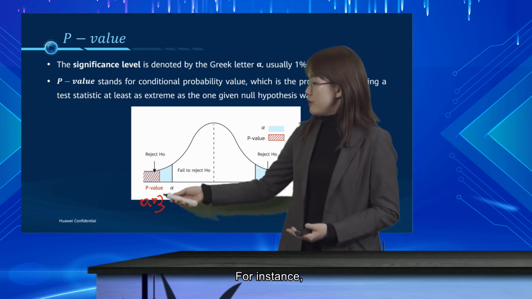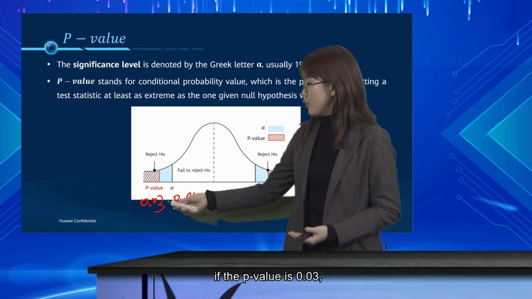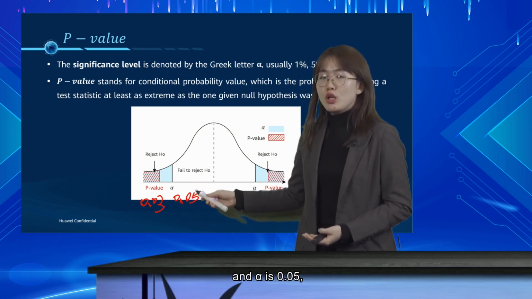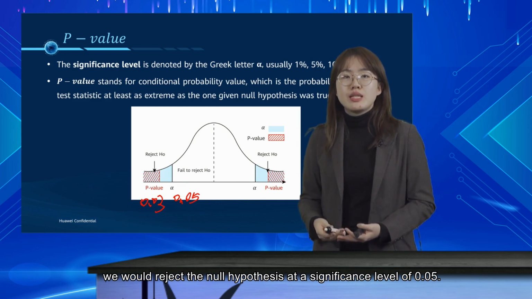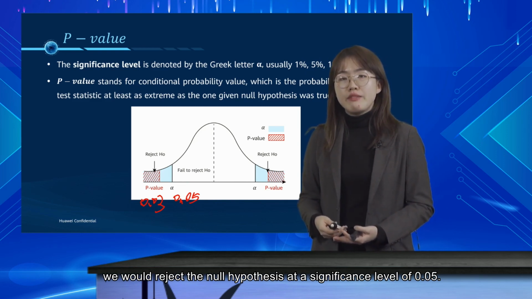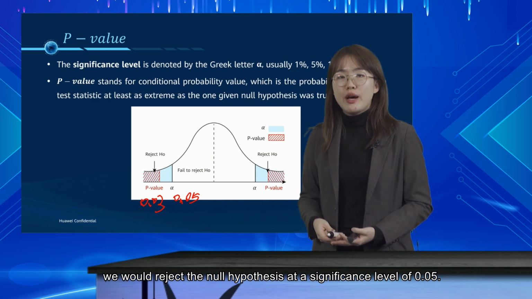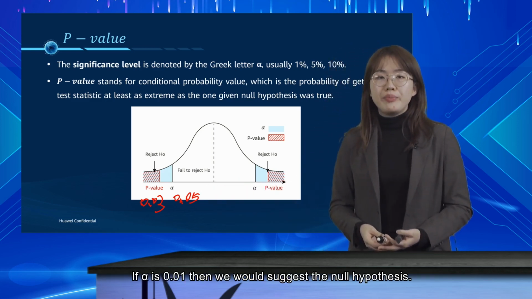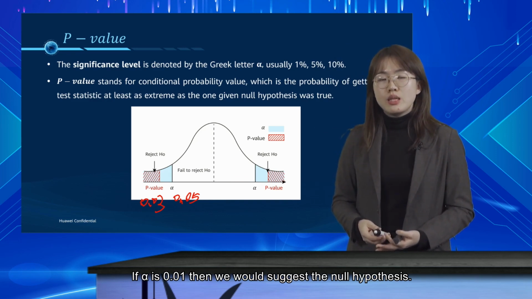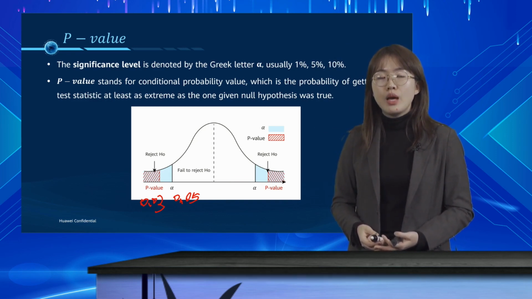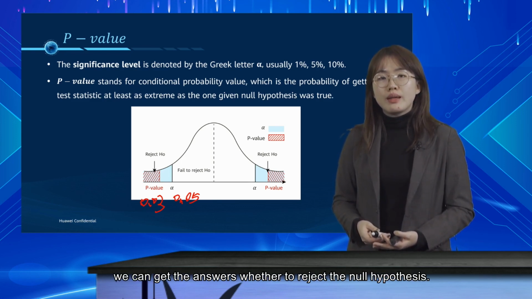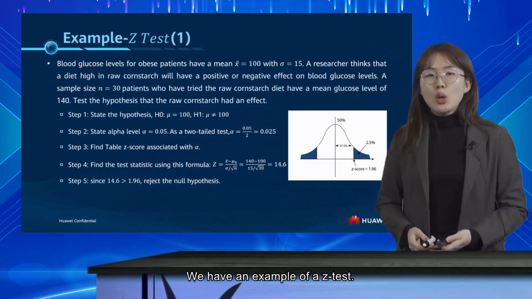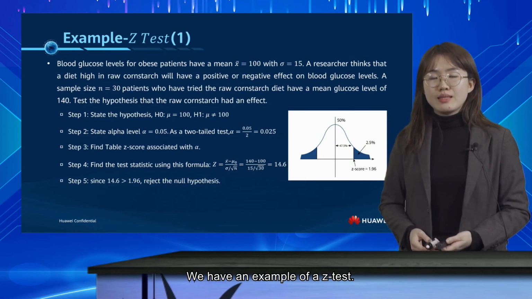For instance, if the p-value is 0.03 and alpha is 0.05, we could reject the null hypothesis at a significance level of 0.05. However, if alpha is 0.01, then we would suggest the null hypothesis. Thus, we need to compare alpha with the p-value. We can get the answer whether to reject the null hypothesis. We have an example of a z-test.